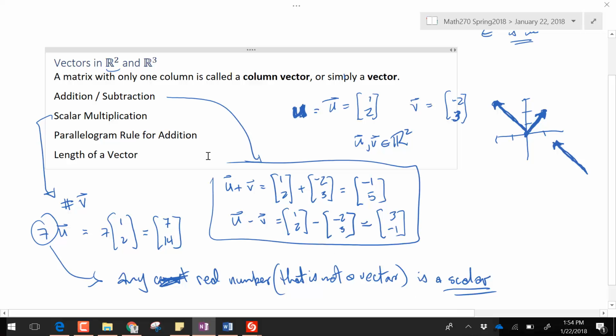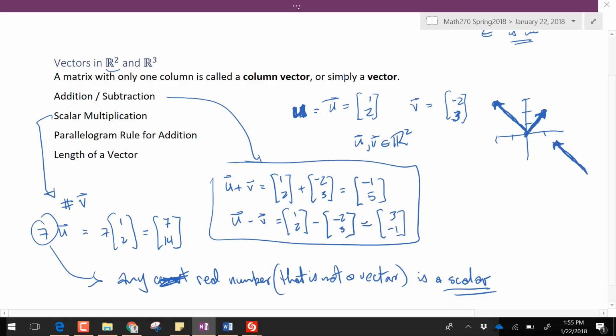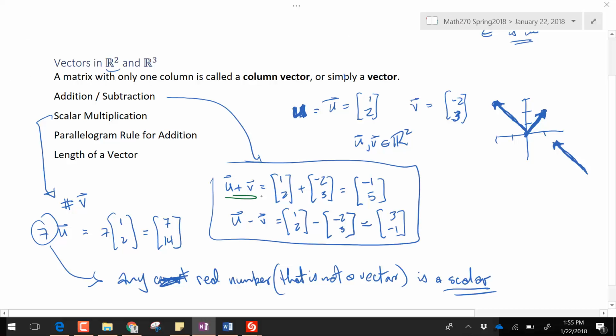Anyways, so we got addition, scaling, and multiplication. Geometrically, when we add these two vectors, there's some geometry behind it. We get this idea of a parallelogram. And so, for example, this addition that we did over here, where we have u plus v, and we get (-1, 5).